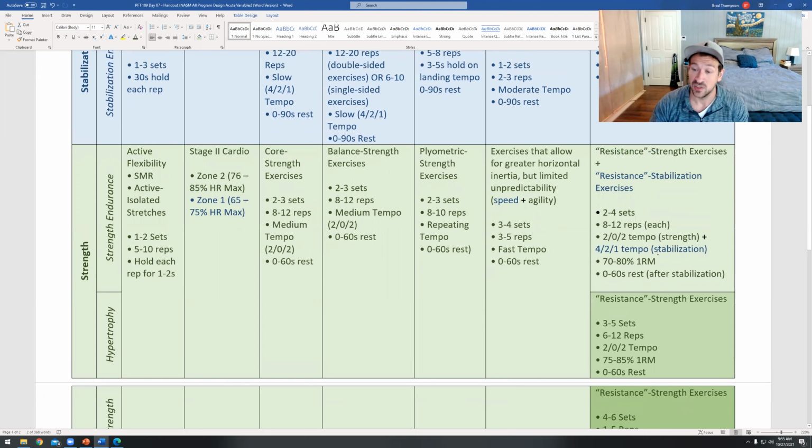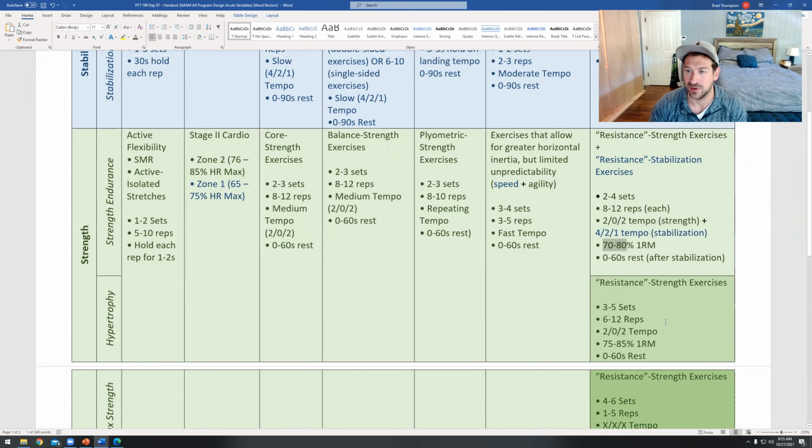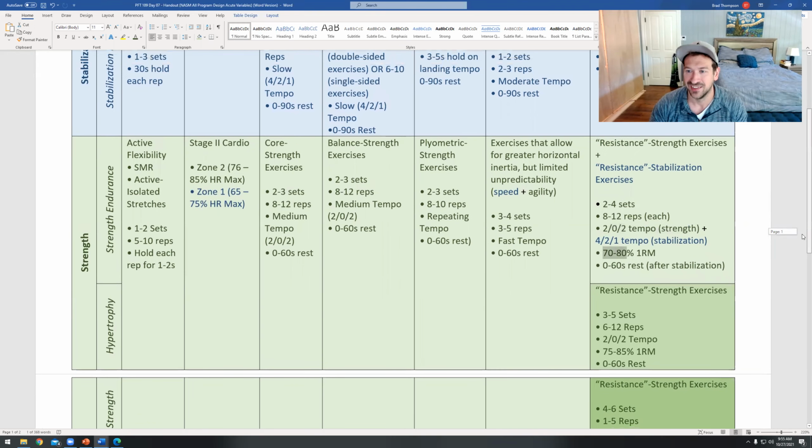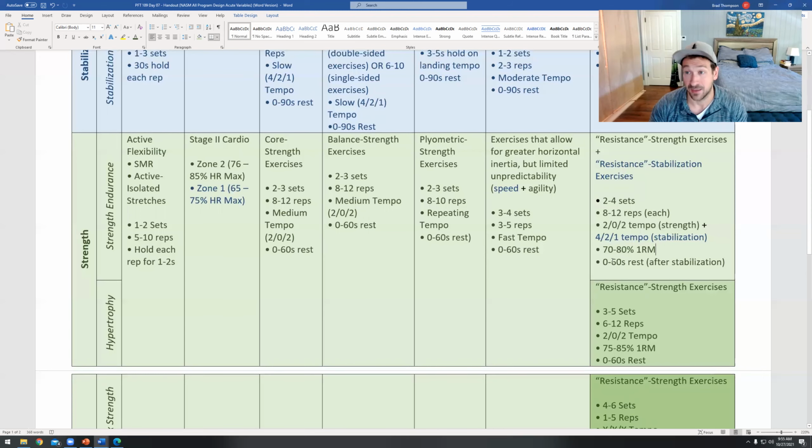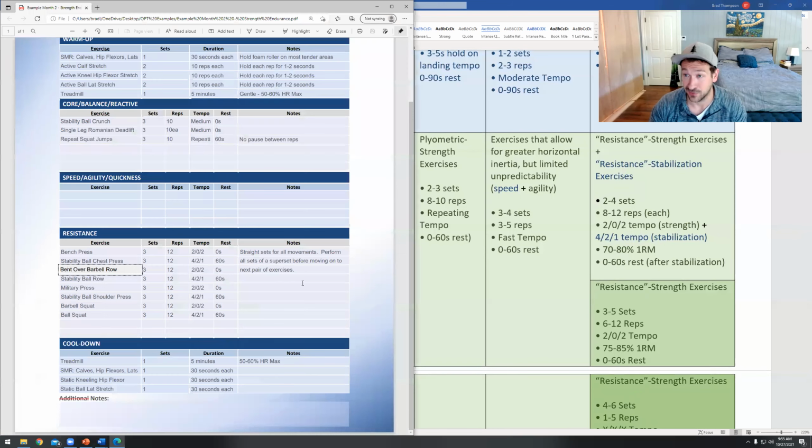Although honestly, once you do this, these numbers will fly right out the window. Just try to do as much as you can with the stabilization. And that's coming from somebody who has worked on endurance for years.